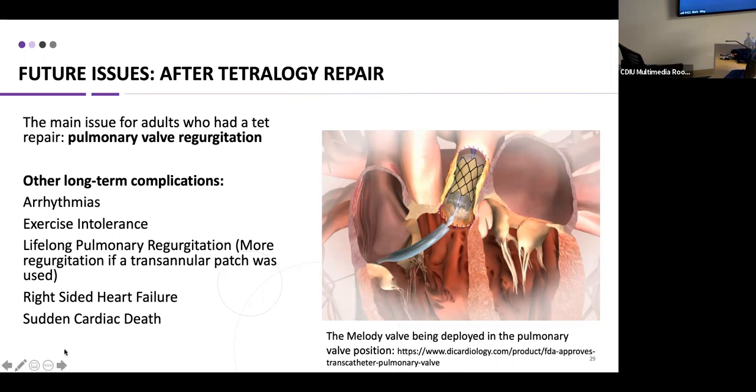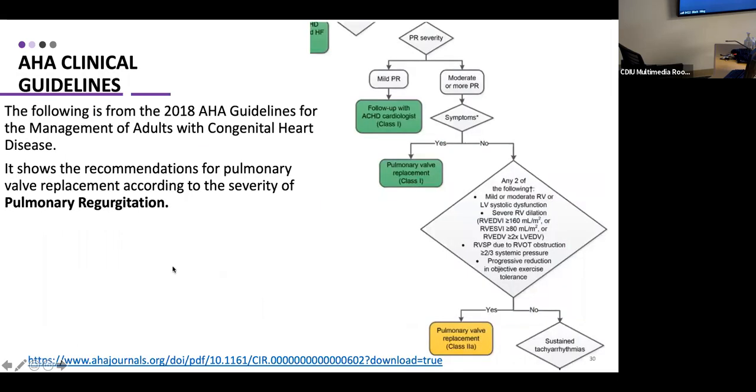An article that we found from the American Heart Association reviewed guidelines for management of adults with congenital heart disease, specifically looking at the pulmonary valve replacement according to severity. There's a flowchart here just to the right explaining that mild pulmonary regurgitation would just be continued follow-up with a cardiologist, whereas if the adult had moderate or more pulmonary regurgitation and they had symptoms, it would flow through this chart to figure out if they would need the surgery sooner or later for the valve replacement.